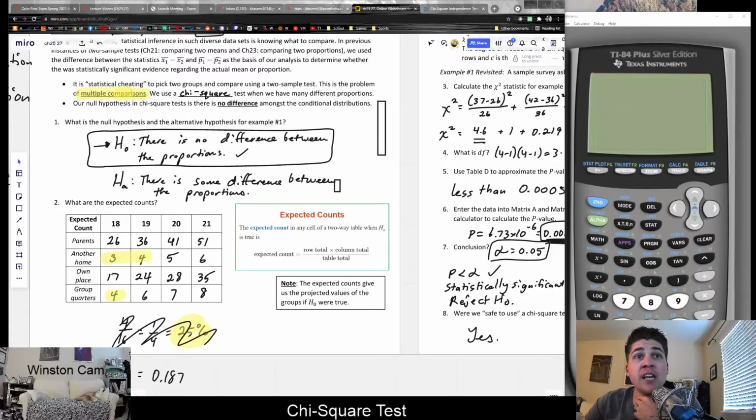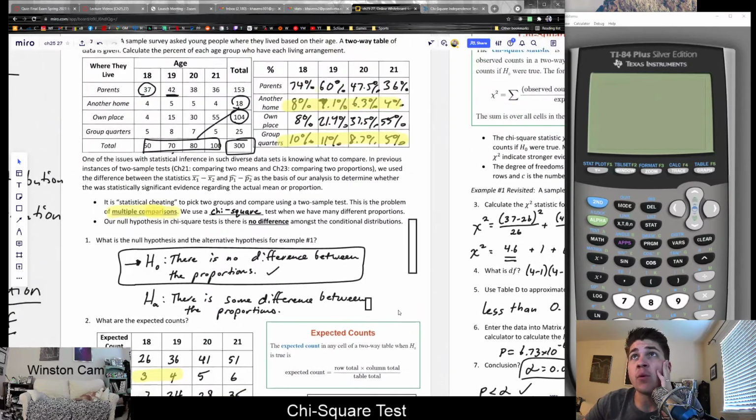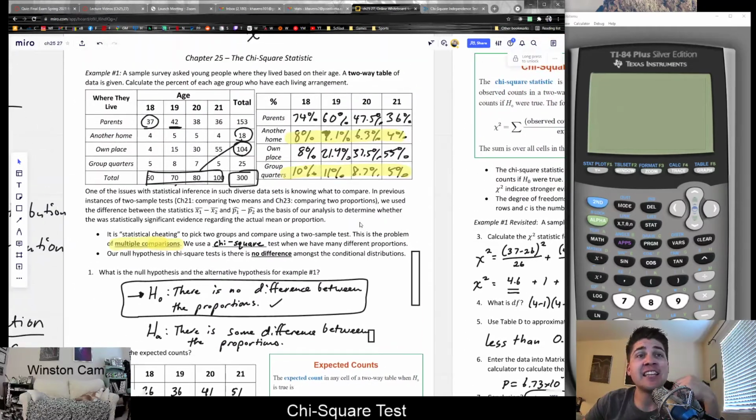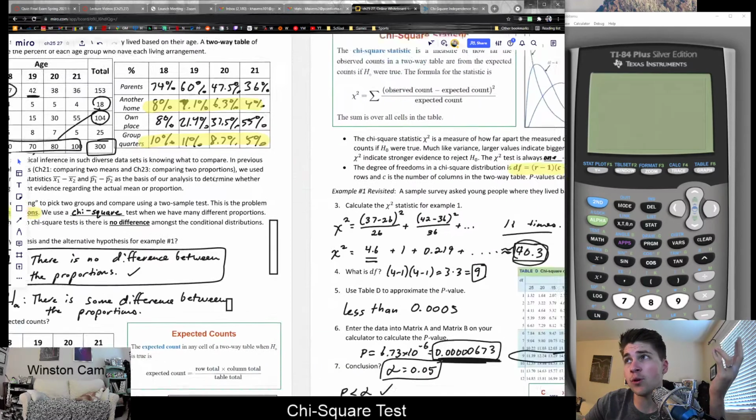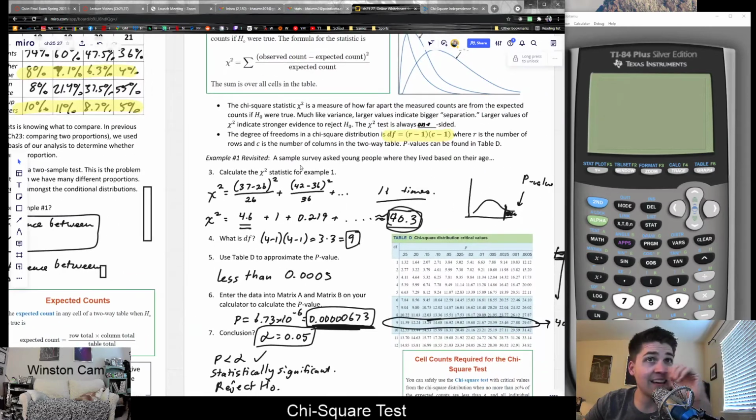In this video, I wanted to do another example of a chi-square test. We did one in live class the other day where we looked at basically the living situation of college students and the change in the statistics of how many live with their parents versus how many had their own place as they got older. And we calculated the chi-square statistic with a calculator.